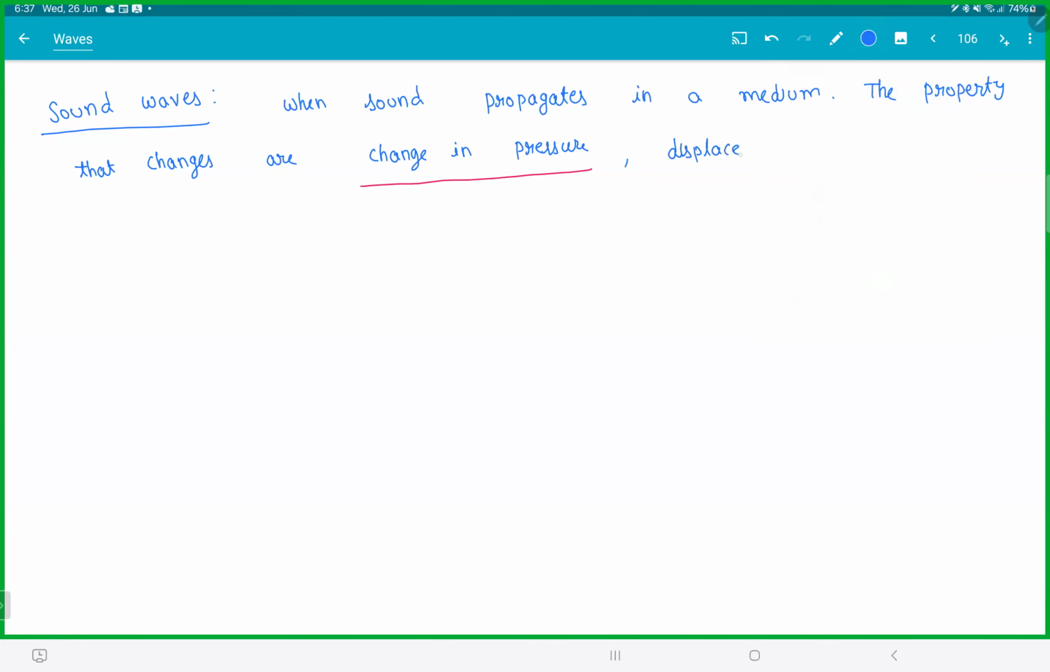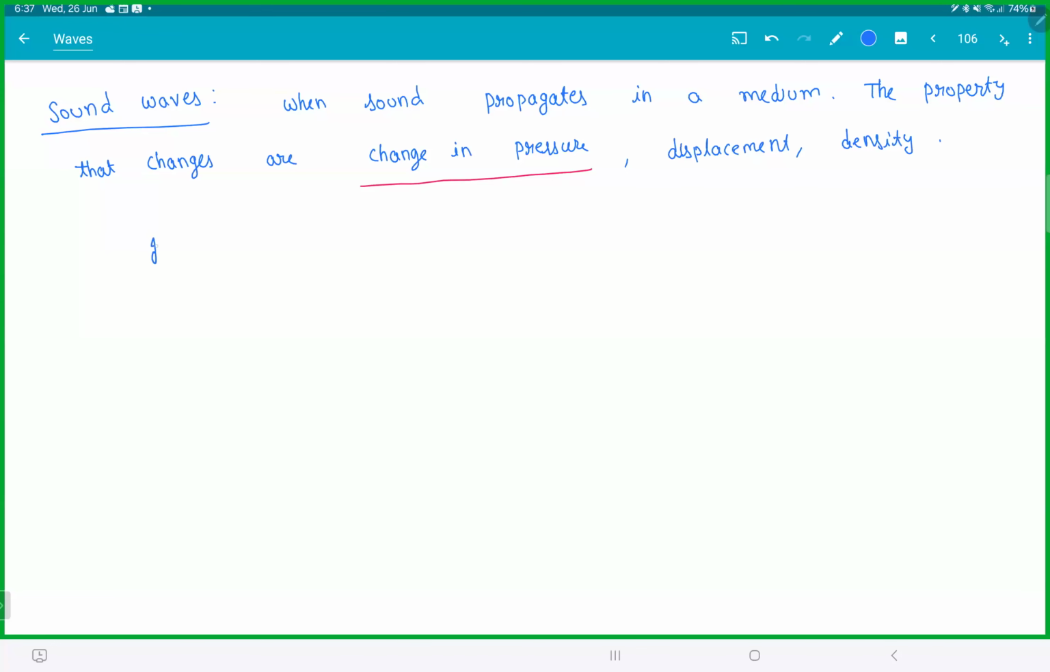displacement. So displacement anyway changes, right? And then density. So these are the primary things. So if you want to study a sound wave, you can study in terms of displacement, pressure, or density also. So the question was something like this: which of the following properties do not change? So pressure is not the answer, change in pressure.